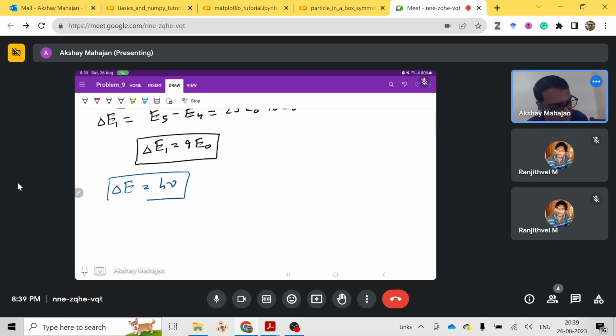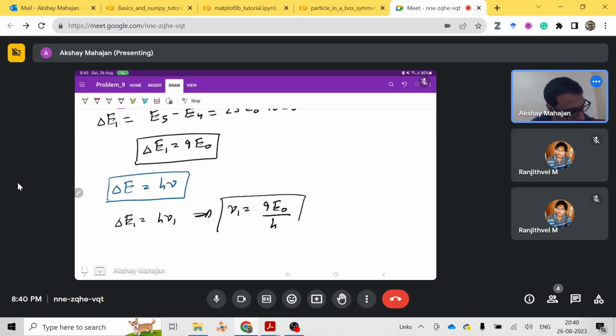If we have an energy difference between two states, and in the transition a photon of frequency nu is emitted, then this energy difference will be equal to the Planck constant h times the frequency of that photon nu. So delta E equals h nu. Using this, delta E1 equals h times nu1, and from here nu1 equals 9 E0 by h. So we have found the frequency of the first photon emitted, nu1.